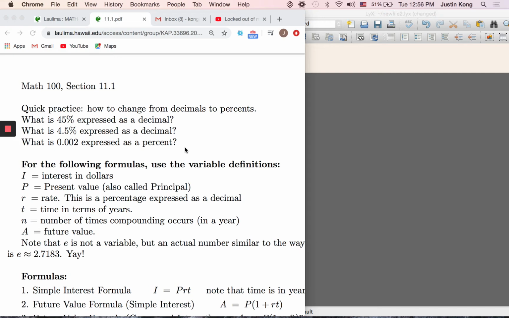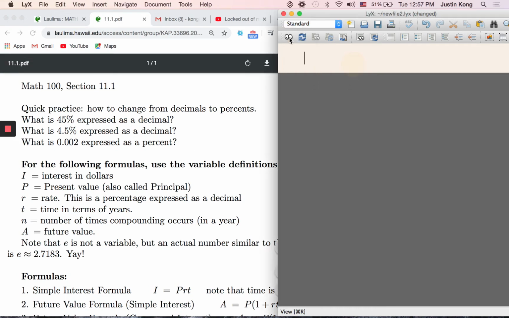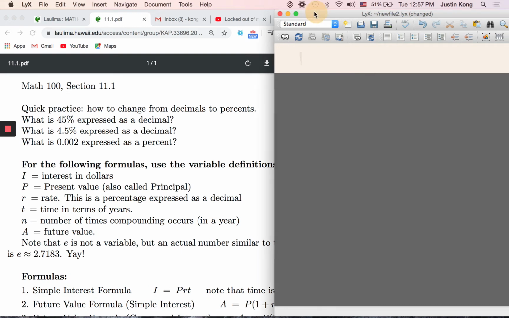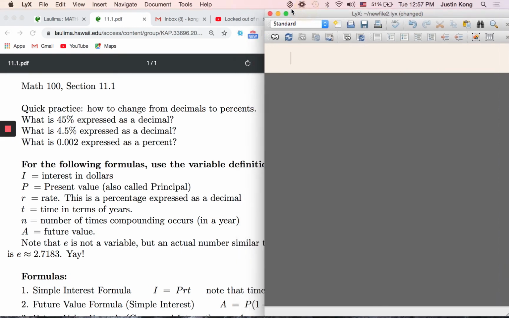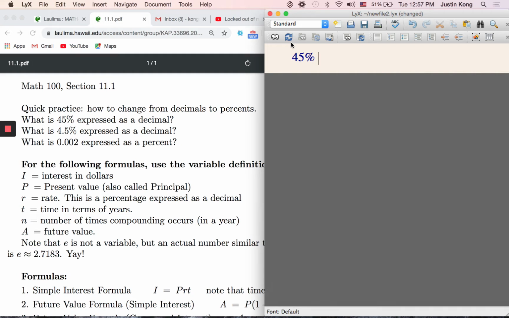Before we get started, let's do a couple of quick practice things. I know this is kind of from elementary school, but we have to make sure we have this down, because we're going to be using this conversion back and forth between percentages and decimals all the time. So let's do a quick review. I'm going to type it up on the side over here. This is my notepad where I can type math language. If you're interested, this is the program LyX. Okay, the first one: what is 45% as a decimal?